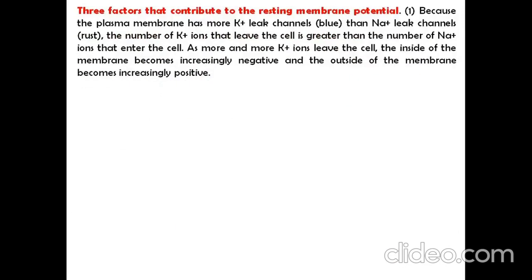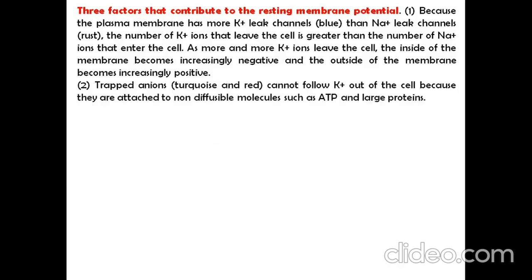There are three factors that contribute to the resting membrane potential. Now the first one is because the plasma membrane has more potassium leak channels than sodium leak channels, the number of potassium ions that leave the cell is greater than the number of sodium ions that enter the cell. As more and more potassium ions leave the cell, the inside of the membrane becomes negative and the outside of the membrane becomes positive.